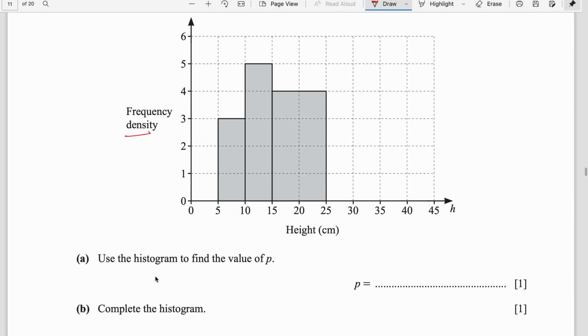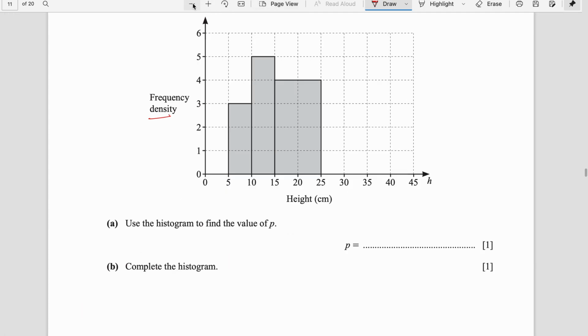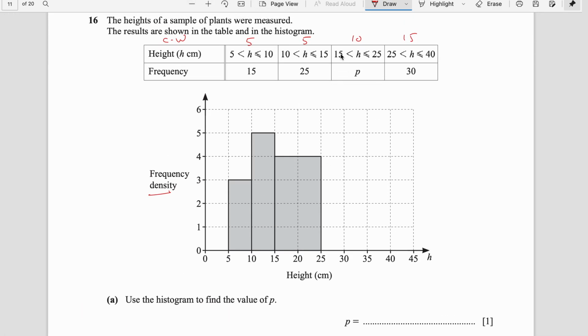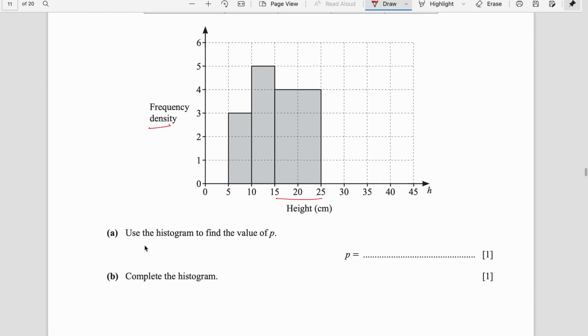The results are shown below. Use the histogram to find the value of P. So this is the third bar. The third bar has width 10. Frequency density is frequency divided by class width. Now fill in the values. Frequency density from the graph is 4. Frequency is P and class width is 10. So 10 times 4 is 40.